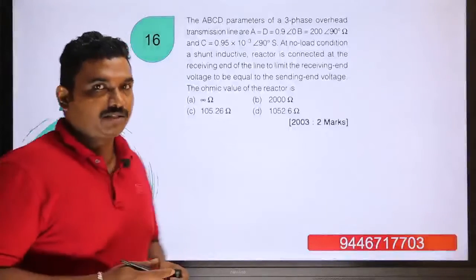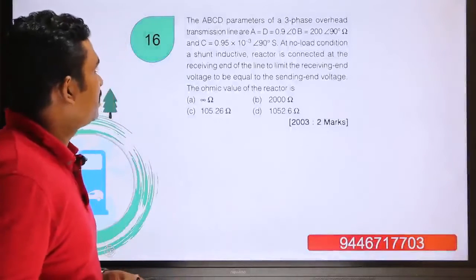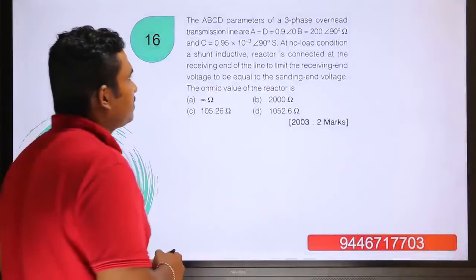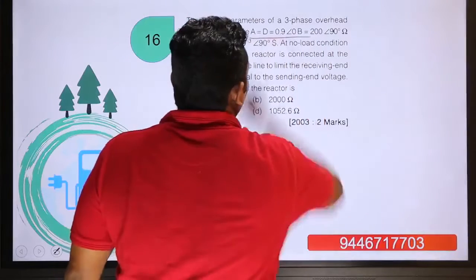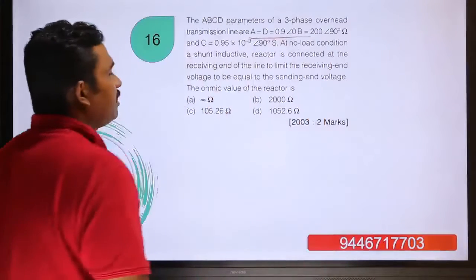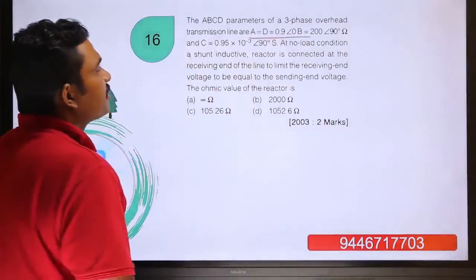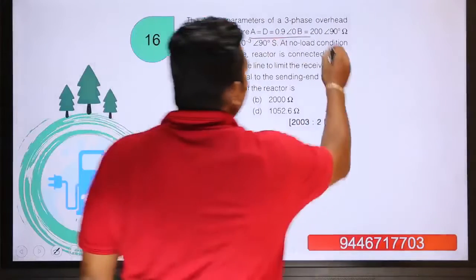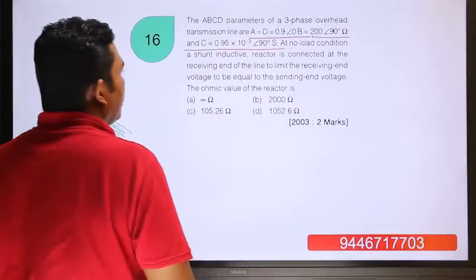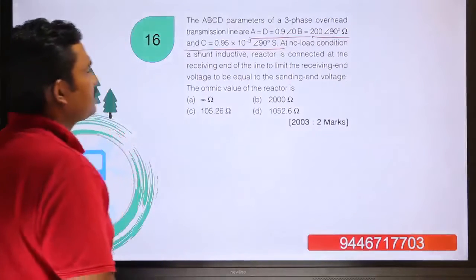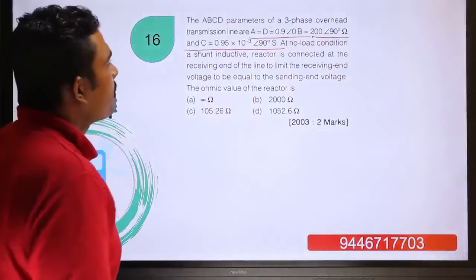So moving into the next question, which is question number 16. The ABCD parameters of a three-phase overhead transmission line are A is equal to D is equal to 0.9 angle 0 degree, B is equal to 200 angle 90 degree, C is equal to 0.95 into 10 raised to minus 3 angle 90 degree S.